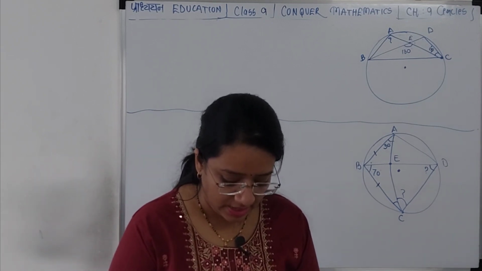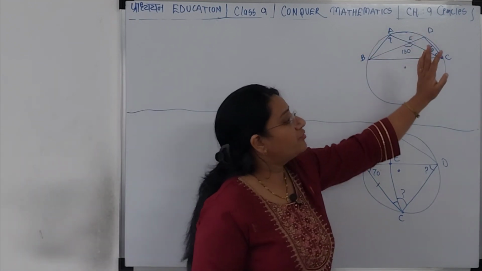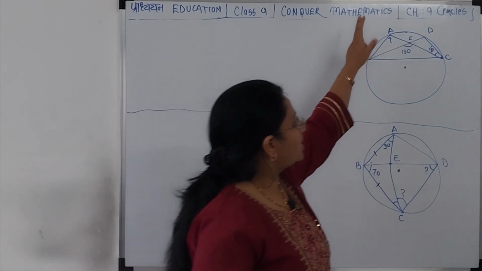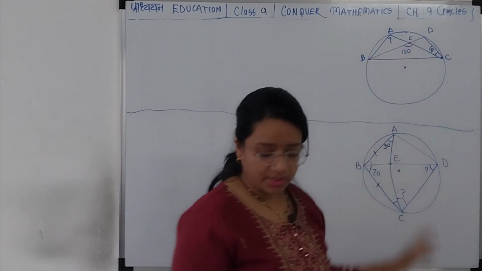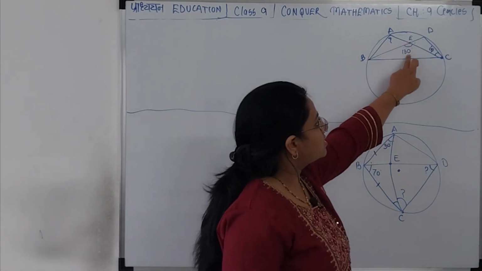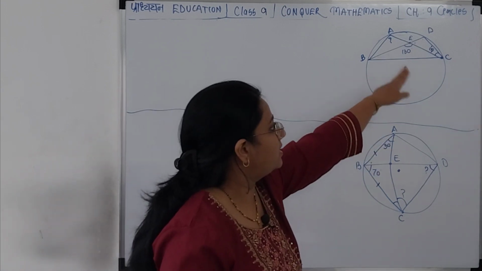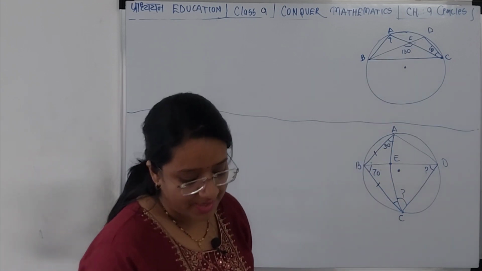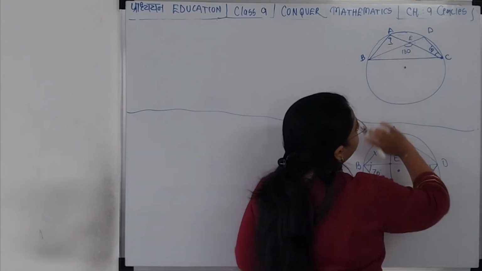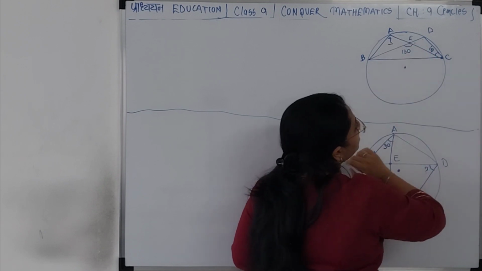A, B, C, D are 4 points on a circle in the figure. AC and BD intersect at point E such that angle BEC is 130 degrees and angle ECD is 20 degrees. Find angle BAC. Simply you have to find this angle. You are given this angle and you are given this angle.